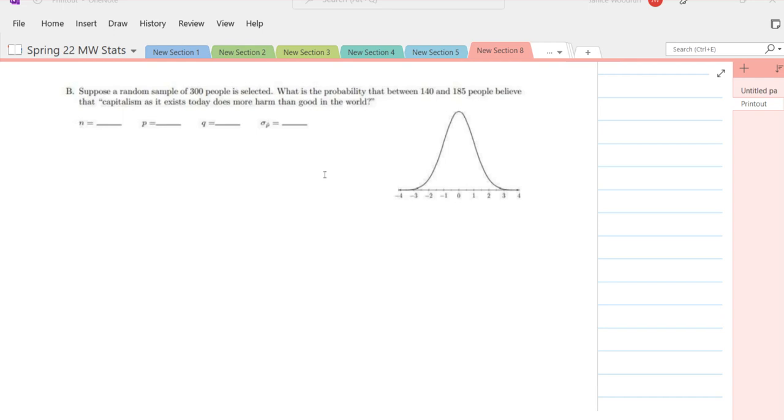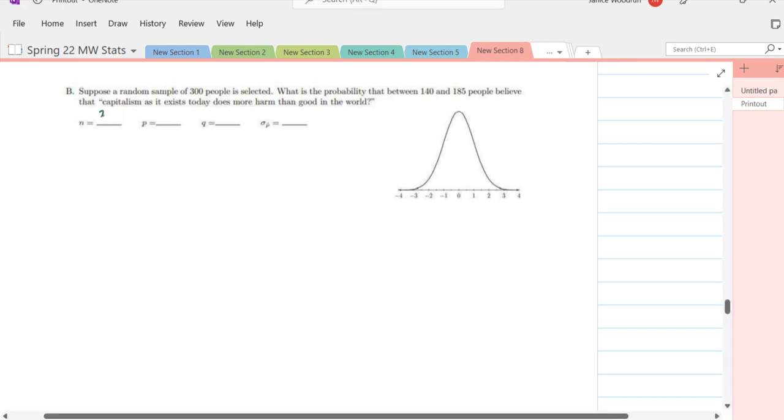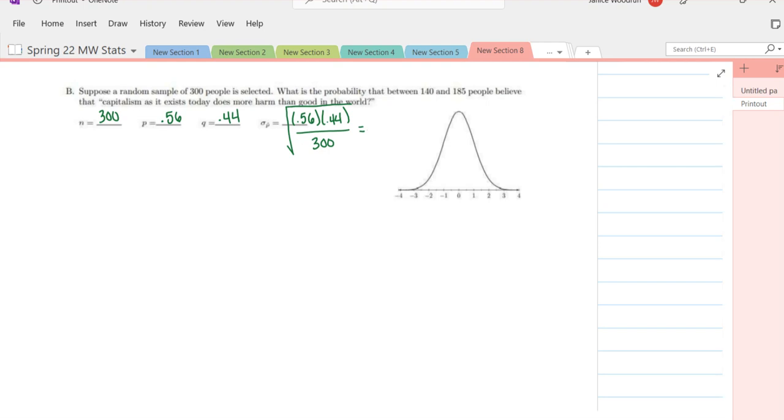So now this is giving it in slightly different terms. So first you have the sample size of 300, and then p and q are still going to be the same because that's based off the population. So based off the population, it's 0.56 and 0.44. And the standard deviation, now we will change with a different sample size. So you have 0.56 times 0.44 over 300, square root of that. So let's find this standard deviation.